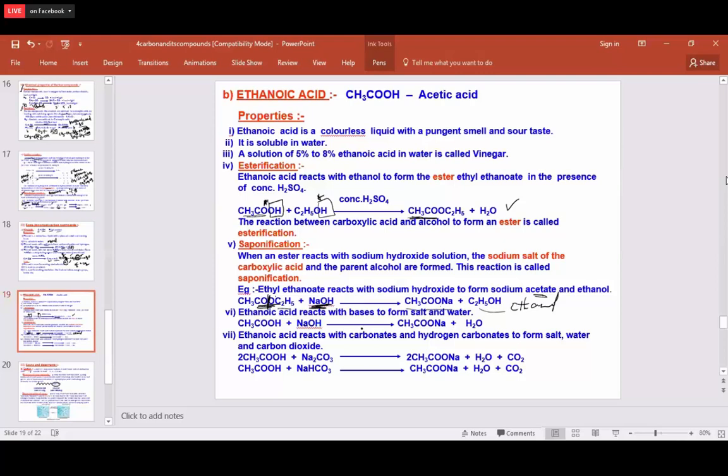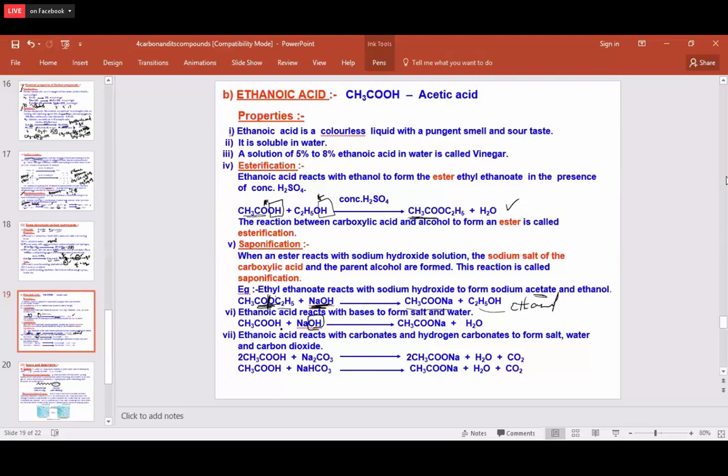Next, the ethanoic acid can react with the base. Yes, so this is the neutralization reaction. We call it that because when the acid reacts with the bases, usually we will be getting the salt and the water. So CH3COOH reacts with NaOH. So we will be getting, again, the water will be formed. So here the hydrogen and this OH will be removed.